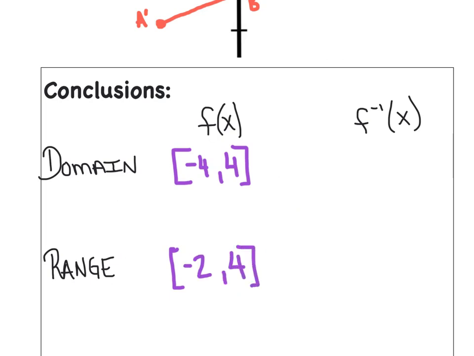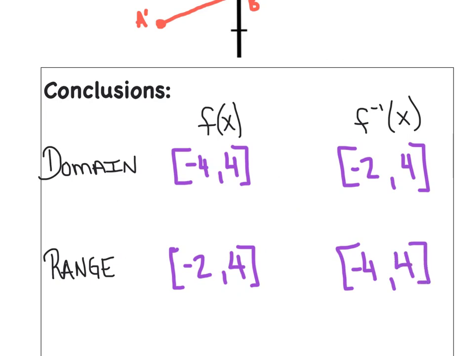Now if I switch gears and look at the red graph, my f inverse graph, my domain, my x min, was now negative 2 and my x max was 4. My y min was negative 4 and my y max was positive 4. What you'll notice here, and this is extremely valuable, is that the domain of f of x is the same as the range of f inverse. And vice versa, the range of f of x is the same as the domain of f inverse, and that'll be true for all functions.